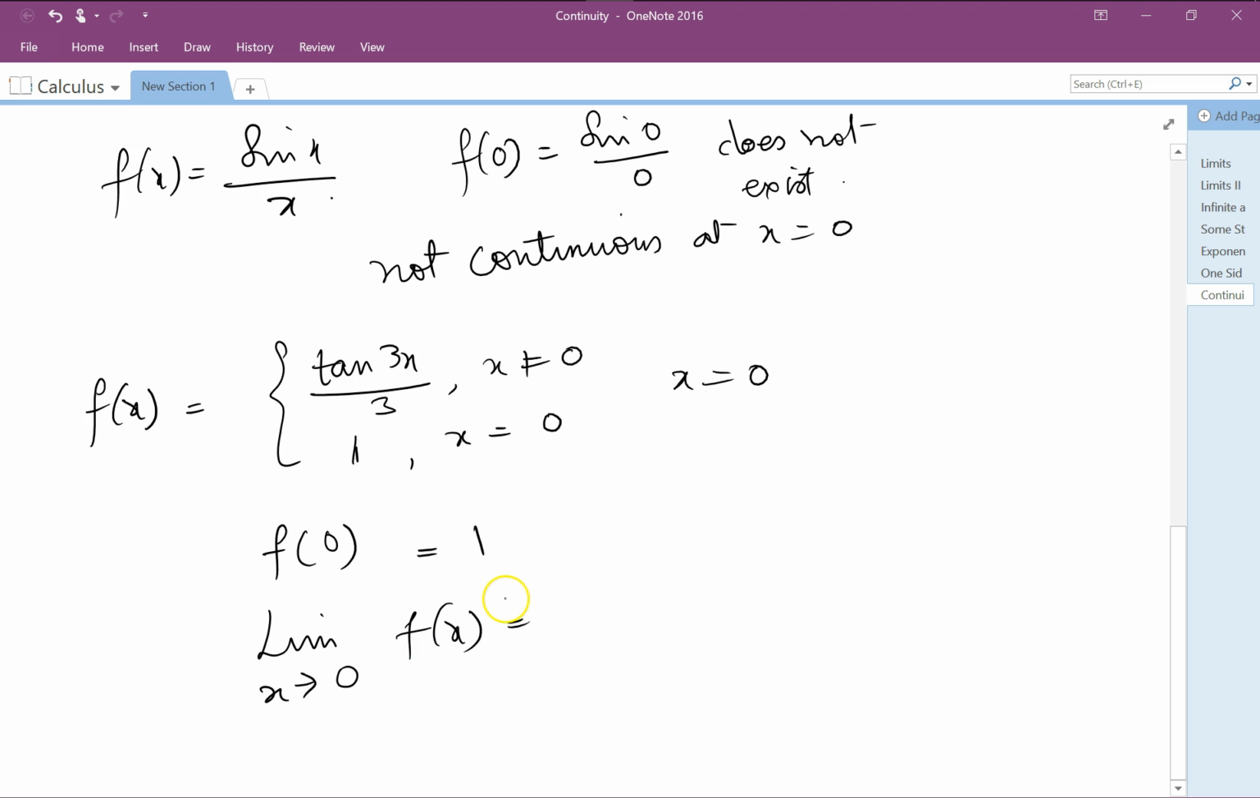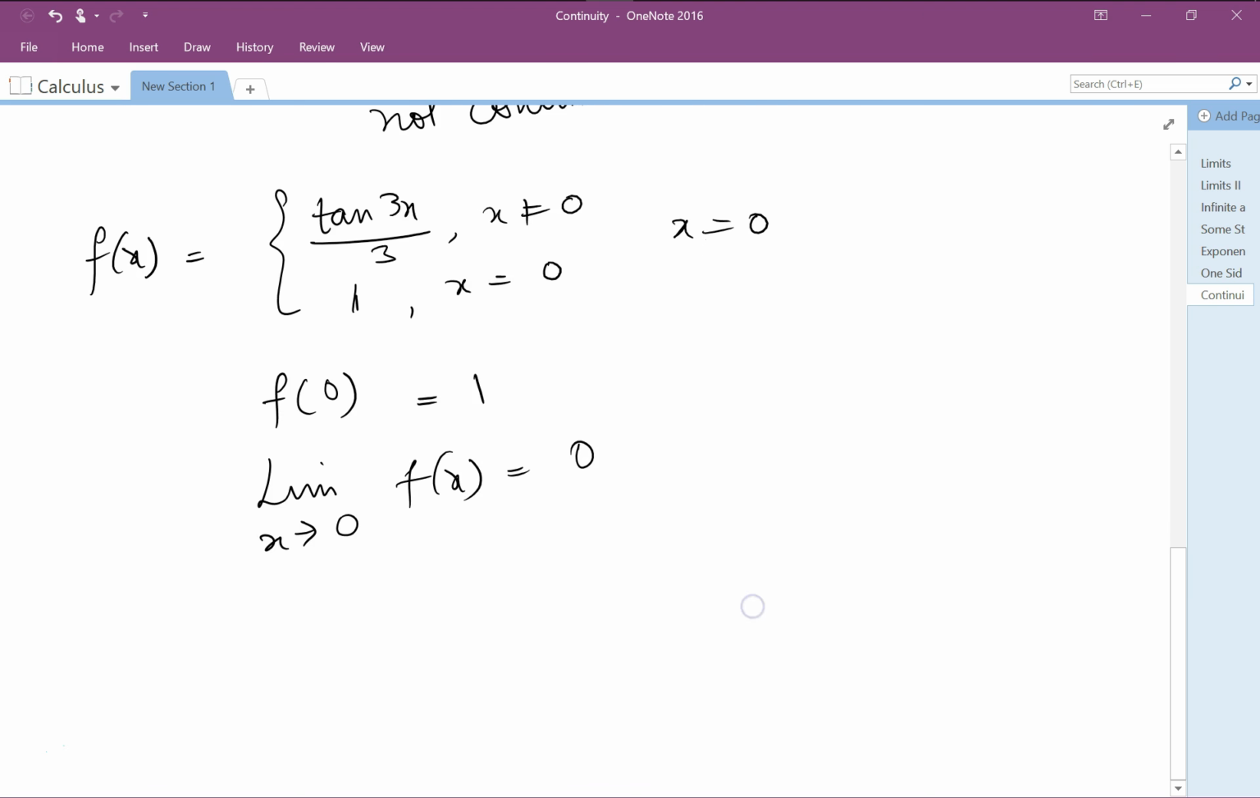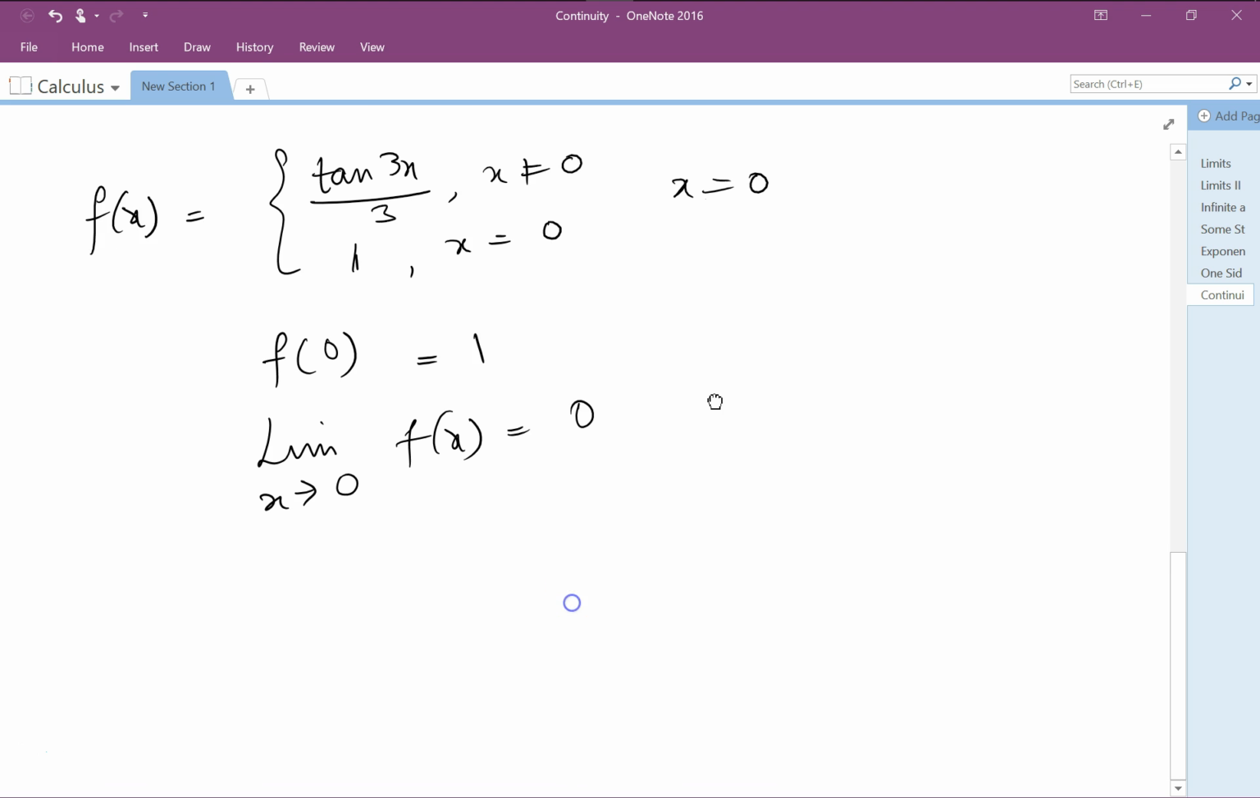As long as x is not equal to 0, we have to evaluate tan 3x by 3. So let's say we take x equal to 1. Then what happens? tan 3 by 3 will have some value. Will it be 1? That's the question that has to be answered. Now, as far as the limit itself is concerned, if we go towards 0, the whole thing will become 0. So here itself it doesn't match, so it is not continuous.